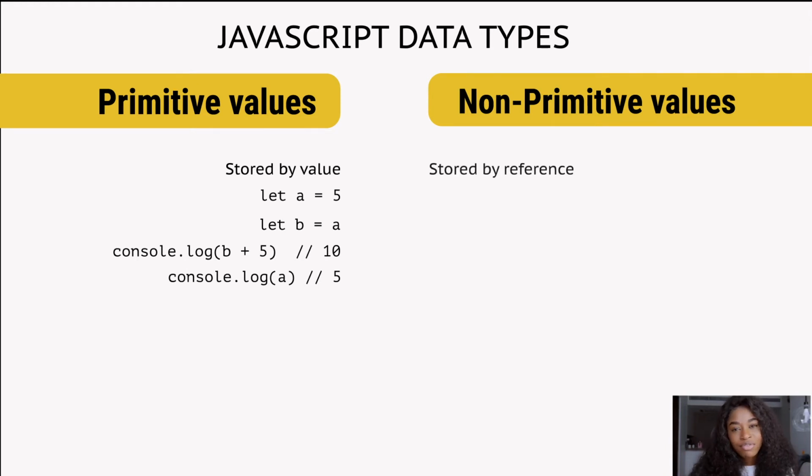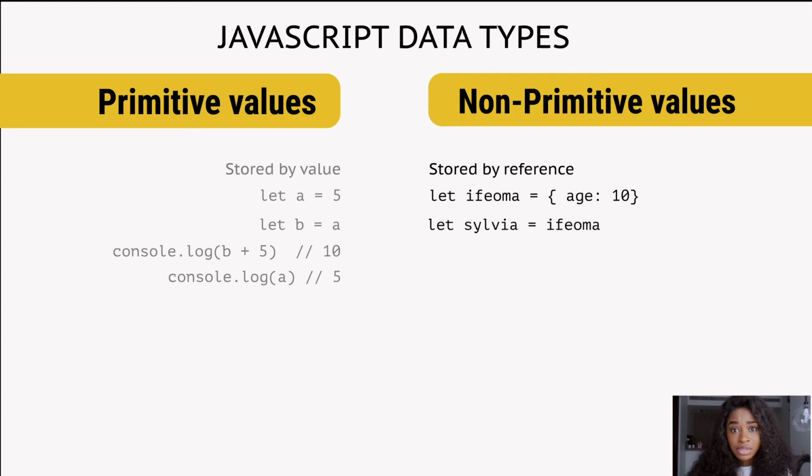Non-primitives, on the other hand, are reference types. They're stored by reference. For example, if I declare a variable Ifeoma and assign an object whose age property is, say, 10 to Ifeoma, and then I declare another variable Sylvia and assign the variable Ifeoma to Sylvia, both Ifeoma and Sylvia will be referencing the same object. When we talked about primitives, b was copied from a, and then they were stored in 2 locations. But Ifeoma and Sylvia are referencing the same object.